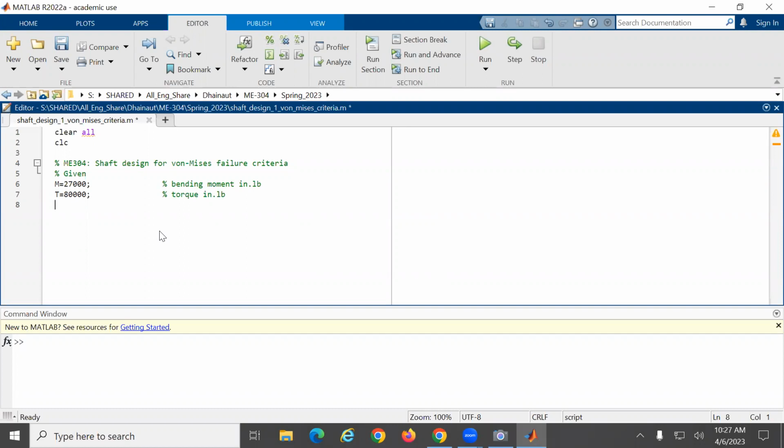What else did we have? Safety factor of 2.5. And then we have K sub T. How much was K sub T? 1.35. Okay, 1.5. All right, stress concentration factor.